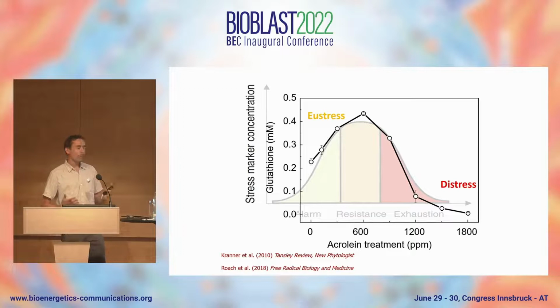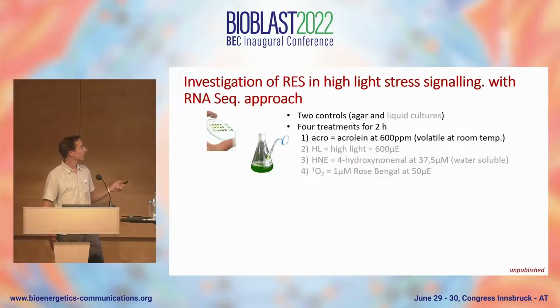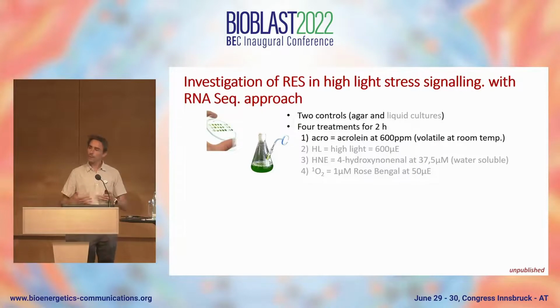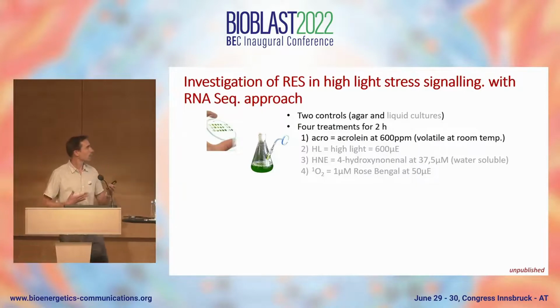So now focusing a bit more on some other potential signaling strategies which may lead to this eustress response. We did an RNA-seq approach, and for this we had two different controls for the different treatments. For a start, the acrolein treatment was used in volatile form, therefore we used solid cultures, and we used the volatility of acrolein to treat our cells. And for high light treatments, hydroxynonenal treatments, and for singlet oxygen treatments, we used liquid cultures. So we had two different controls for this.